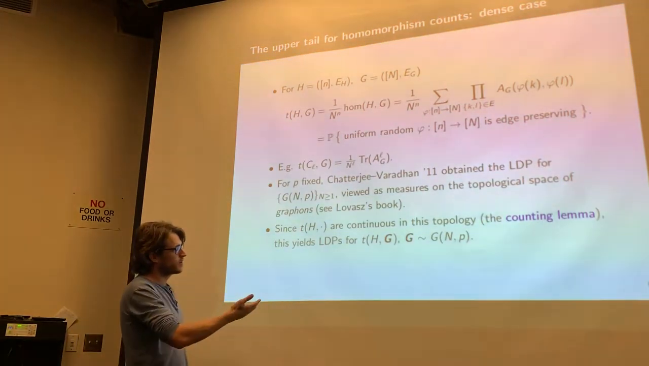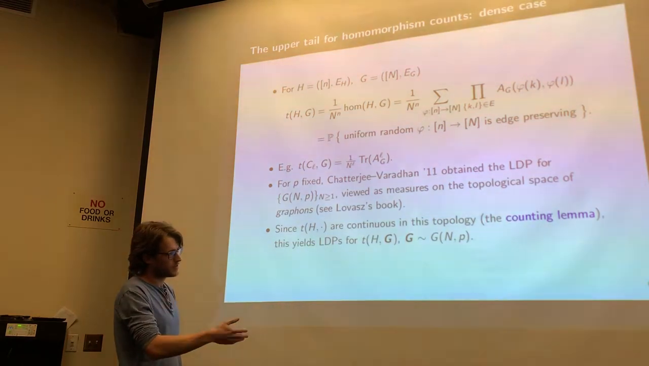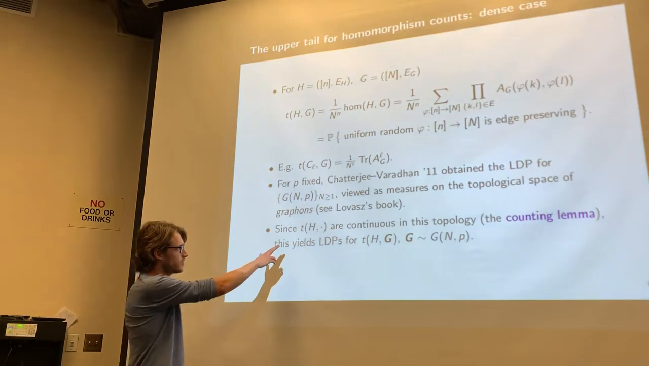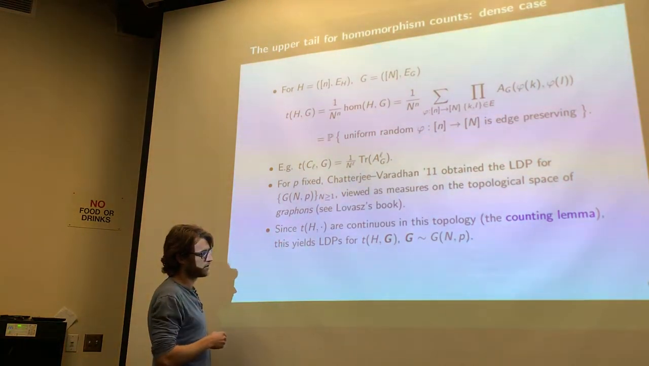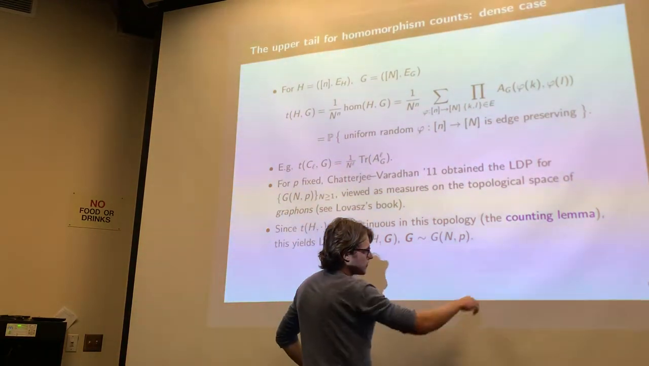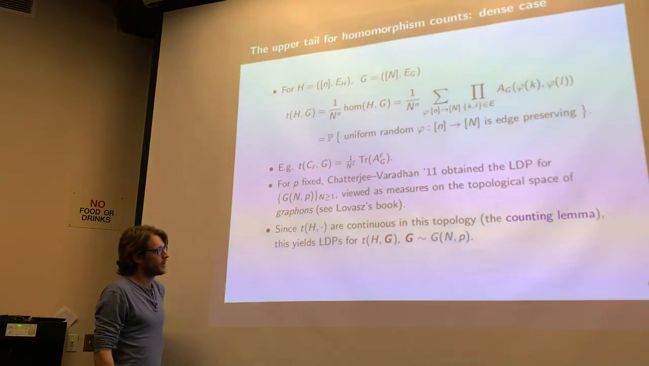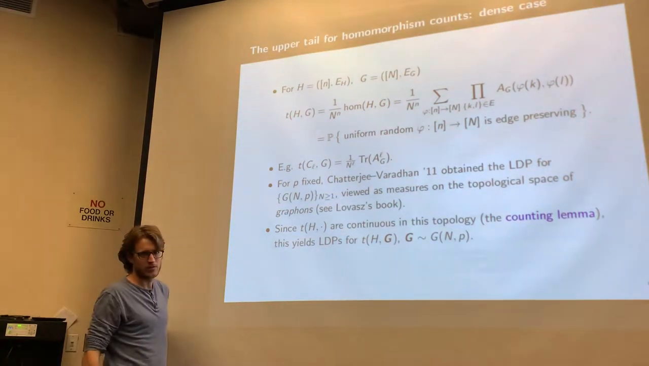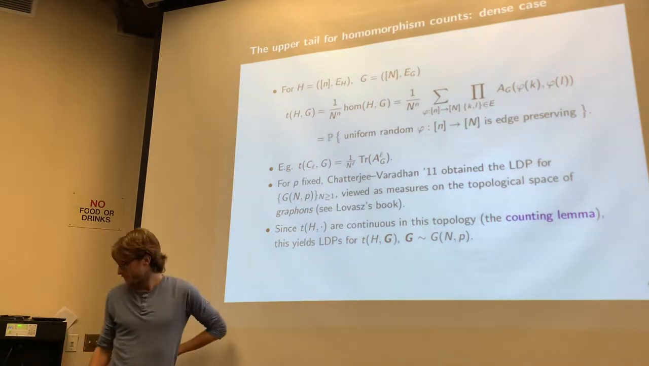The graphons are very nice. I'm not going to tell you the topology, but it's sort of the right one if you're interested in homomorphism counts. So homomorphism counts are continuous in this topology on graphon space, which ends up being sort of a topological reformulation of this classic counting lemma from extremal graph theory. And so since these are continuous, this gives you LDPs for these homomorphism counts in the dense case.